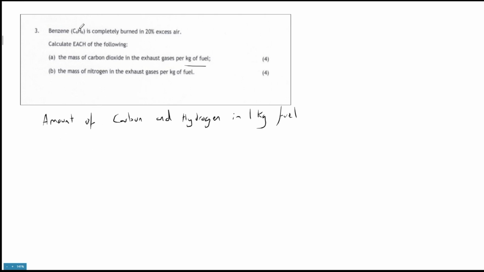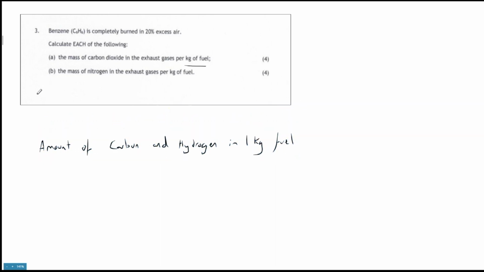The first thing we've got to do is look at how much of that is carbon and how much of that is hydrogen. They don't give us any of the formulas or any of the bits that we need. Oh, I forgot to write these down. We need to know the relative atomic masses: carbon is equal to 12, oxygen is equal to 16, hydrogen is equal to 1. We're going to need those in order to do the calculations.